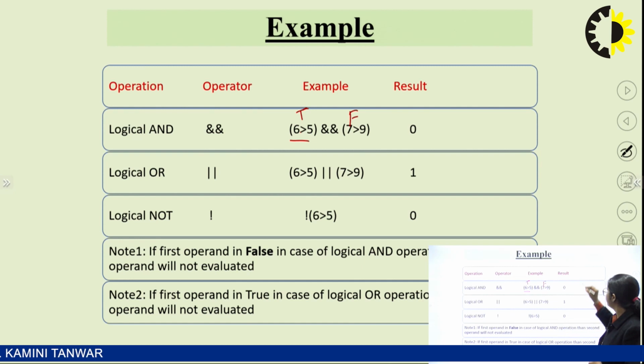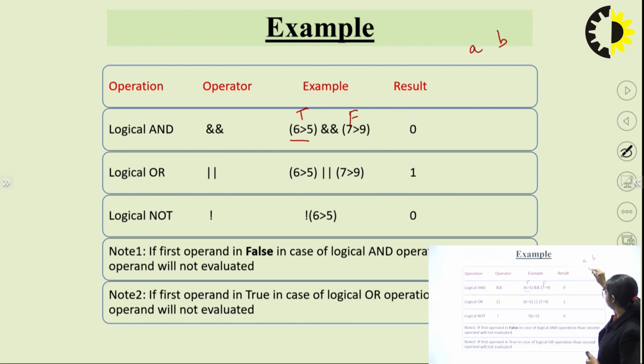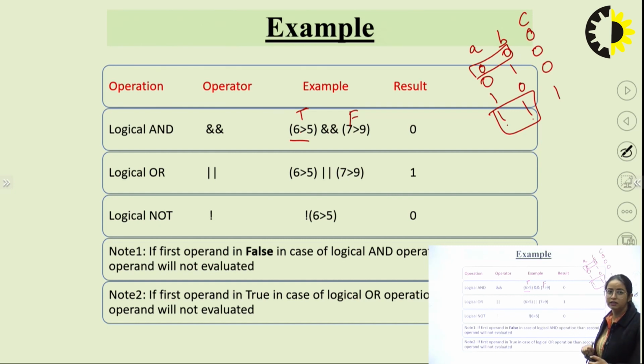We have a truth table. Suppose these are A and B. We take 0, 0, 1, 1 and 0, 1, 0, 1. And what will be the output? When both conditions are true, we get the output true. Otherwise, it will be false. Suppose this is false, this is false. Here we get true because both the conditions are true. Only then do we get the output true. So this is for AND. Here, 6 is greater than 5? Yes, true. And 7 is greater than 9? No. Because one condition is false, we get the output false.